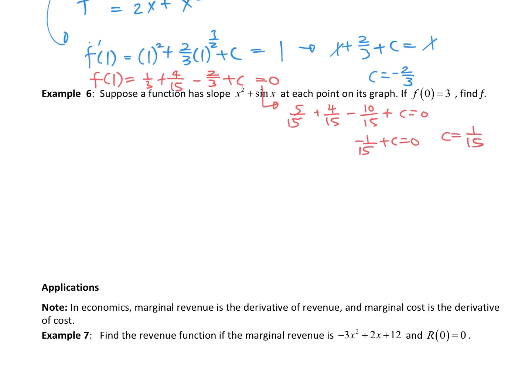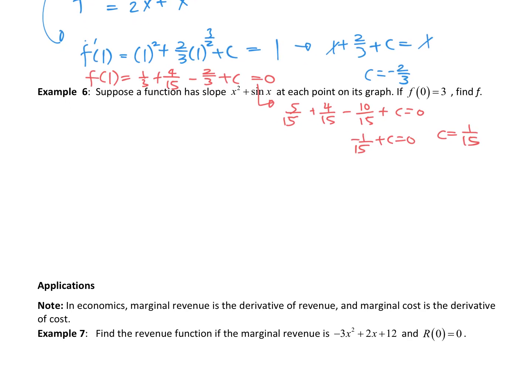I'm going to have you do example 6. It says, suppose a function has this slope at each point of its graph. That's just another way of saying this is the derivative, because the derivative gives you the slope. So they're saying f prime of x is x squared plus sine x. They also give you f of 0 is equal to 3. So here I'm going to have you finish example 6.